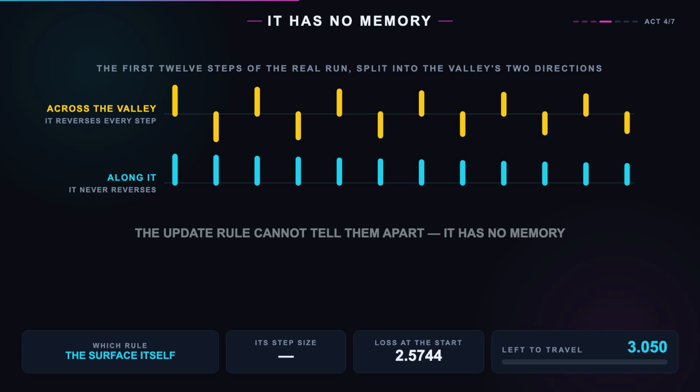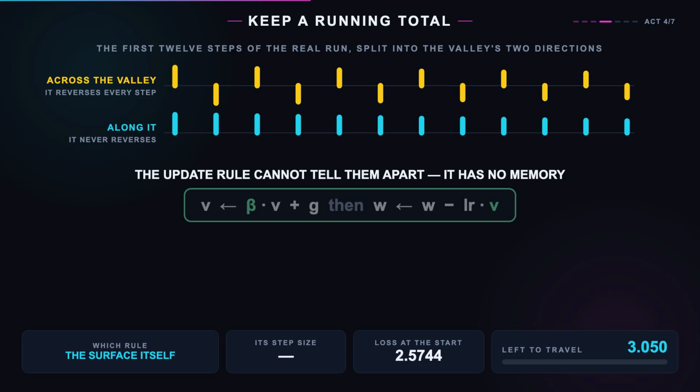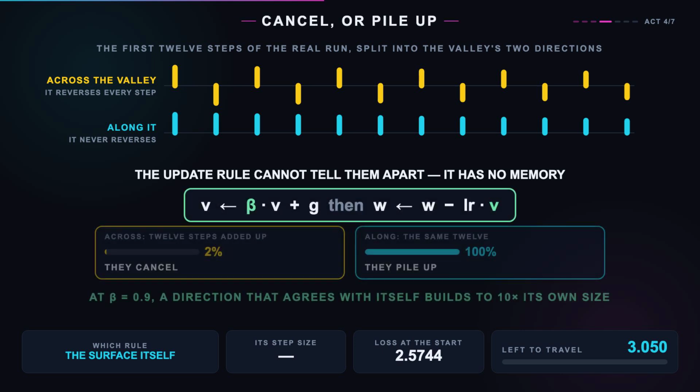Those two things are completely different, and the update rule cannot tell them apart, because it has no memory. Every step is computed from scratch. So give it one. Keep a running total of the steps taken so far, and move along that instead. 2 lines instead of 1. Velocity becomes beta times velocity plus the gradient. Then step along the velocity. That is momentum, and the name is exact because it does what momentum does.